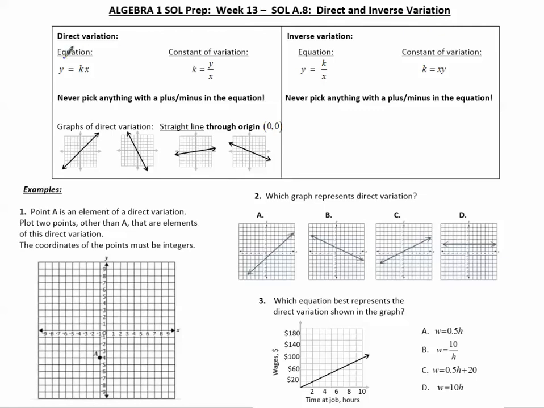Direct variation, the equation looks like y equals kx. And if we solve for the constant of variation to get the k by itself, we have to divide by x to move it away. So k equals y divided by x.